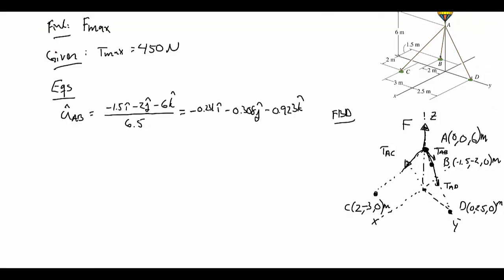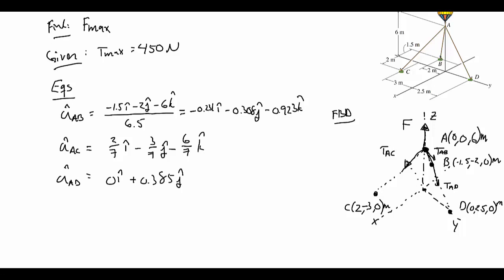So now I can just transcribe them now that that's done. So U hat AC came out to, I'll leave it in this fraction form, 2/7 I minus 3/7 J minus 6/7 K. And U hat AD came out in a decimal form, 0I plus 0.385 J minus 0.923 K. So I found the 3 unit vectors I'm going to need, and this is going to make it much easier and much faster in the next step where I now write my equilibrium equations, because I already know at this point how much of each force is in the I, the J, and the K direction.